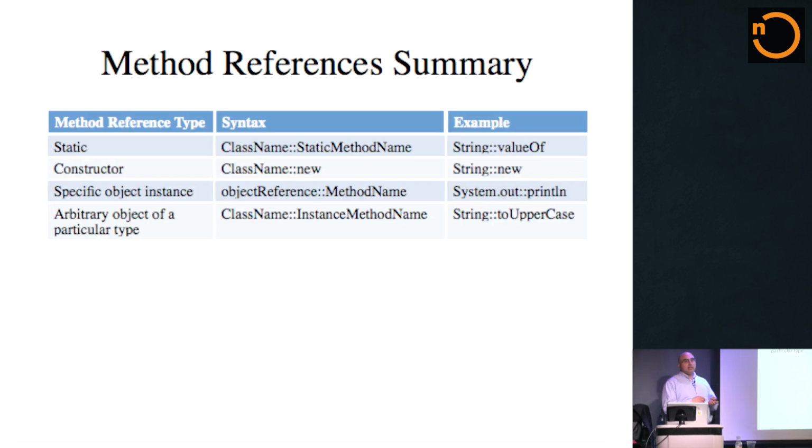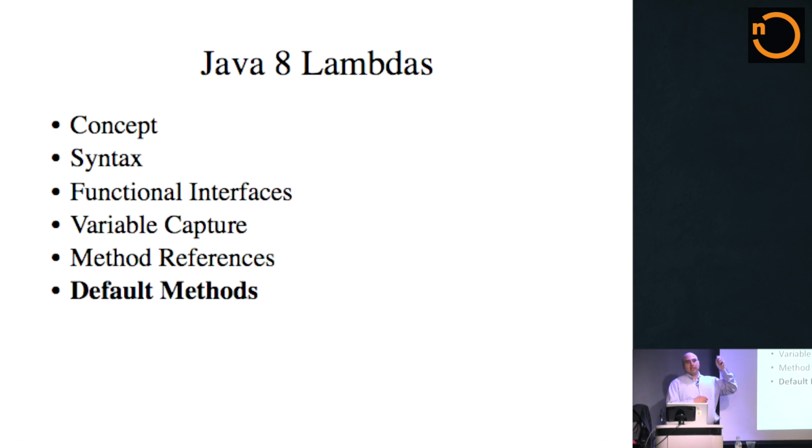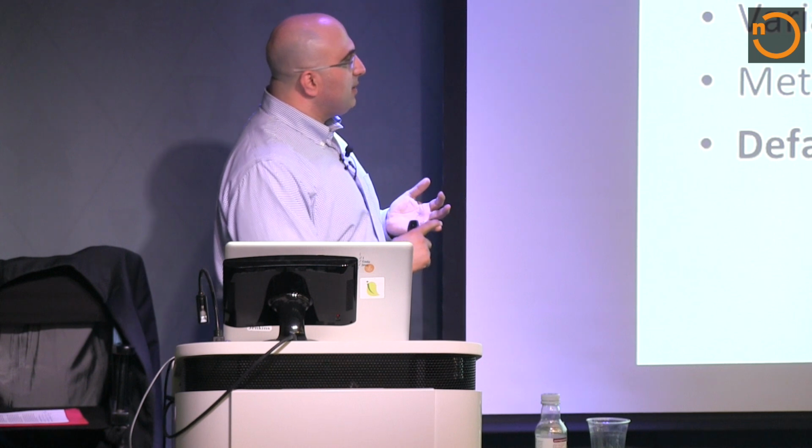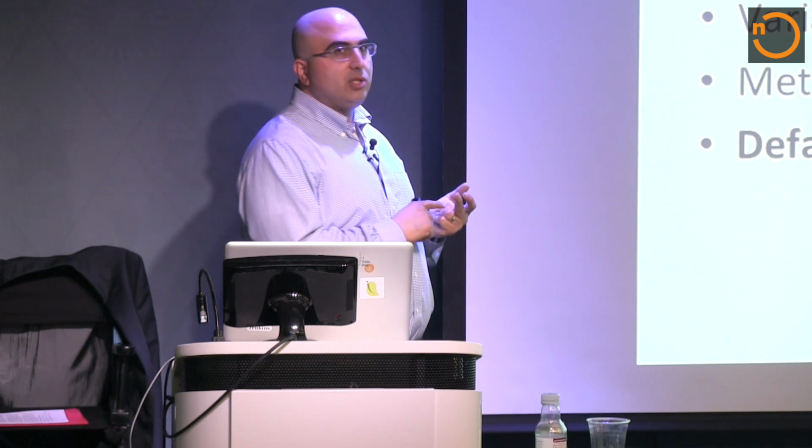So here's a summary. In the interest of time, I'm going to go like that. You can look that up online. So that brings us to the last topic, which is involving new language features. In terms of new language features, we saw the arrow notation for lambdas, and we saw method references, which was new language syntax.